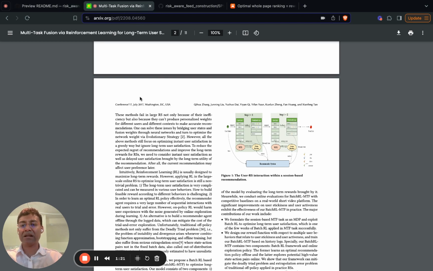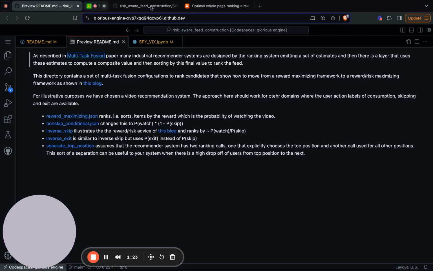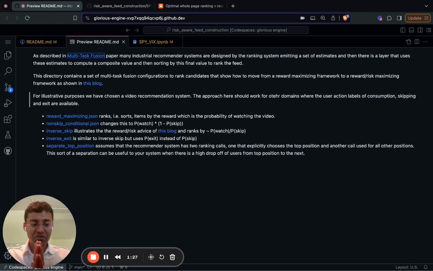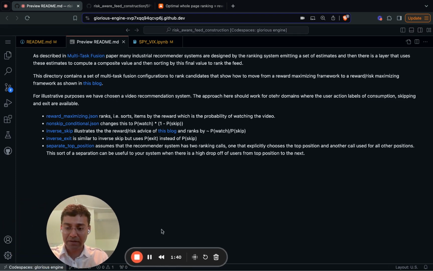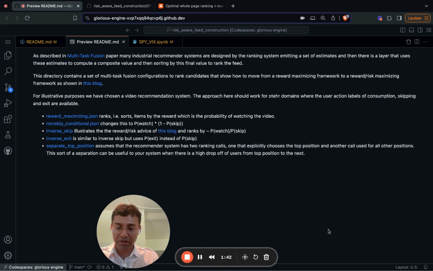But let's come back. Right now, I'm referencing this paper primarily to say that in modern recommender systems, we have a number of candidates, come up with estimates of it, and then we specify in a configuration how to combine them into a score. Okay, so let's look at an approach to do so.